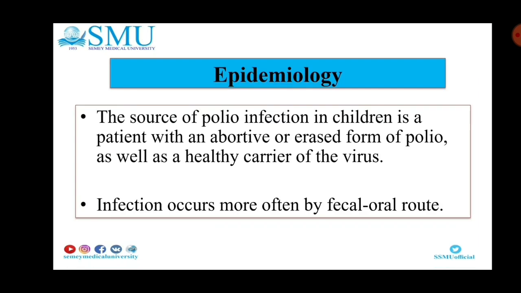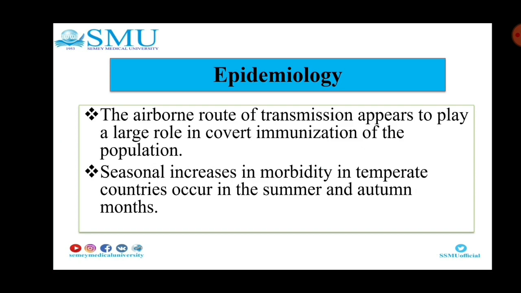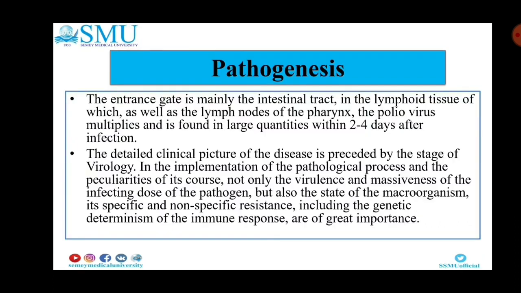Epidemiology. The source of polio infection in children is a patient with an abortive or erased form of polio, as well as a healthy carrier of the virus. Infection occurs more often by the fecal-oral route. The airborne route of transmission appears to play a large role in covert immunization of the population. Seasonal increases in morbidity in temperate countries occur in the summer and autumn months.